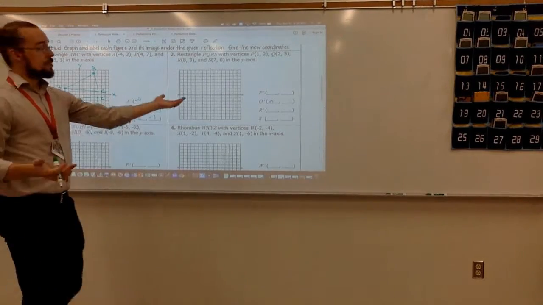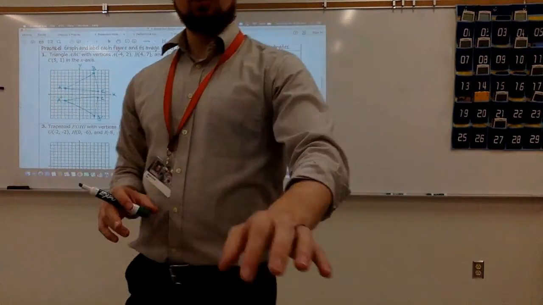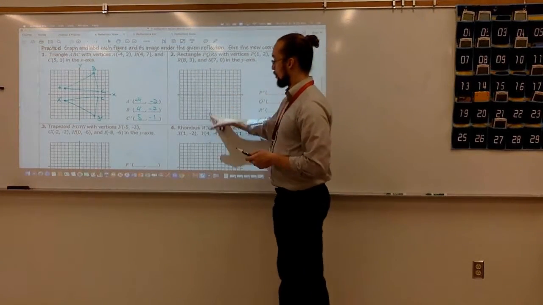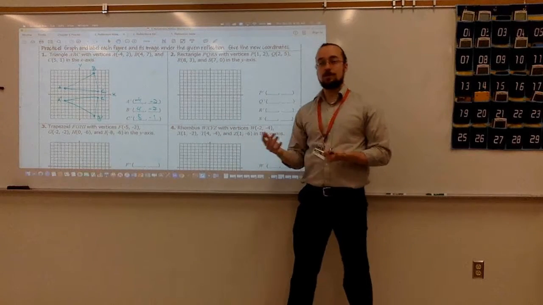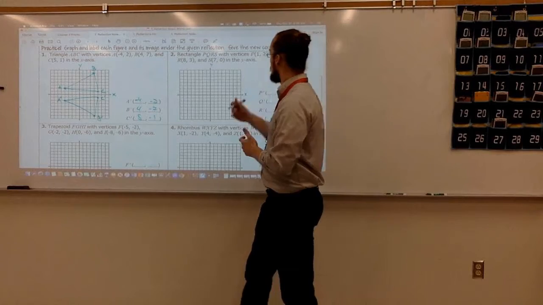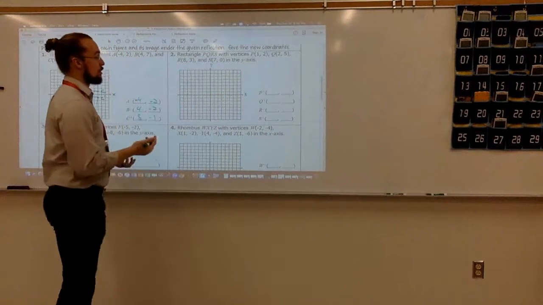Very similar idea if I want to reflect across the y-axis. I just want to take my figure and flip it across the vertical axis. Right? This is my y-axis. This is my x-axis. So again, let's start by plotting the original figure.